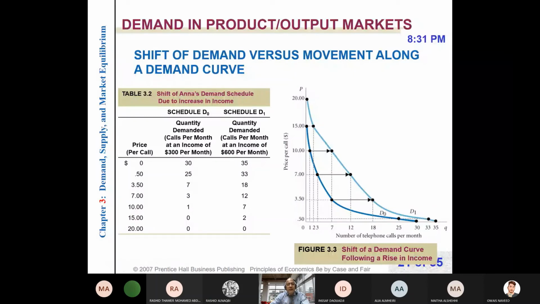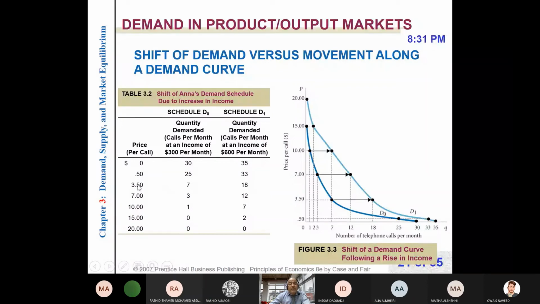Breathe well. Try to get this new idea. Suddenly, my salary doubled from $300 to $600 per month. So again, if you ask me at the price of $350, how many times will you call your mom? I will not say 7, I will say 18. Why? Because I become richer. I can afford somehow $350.